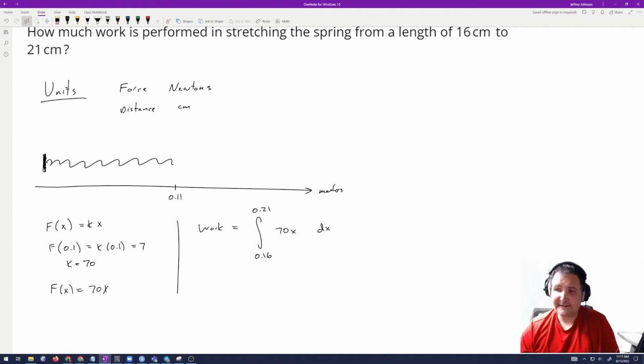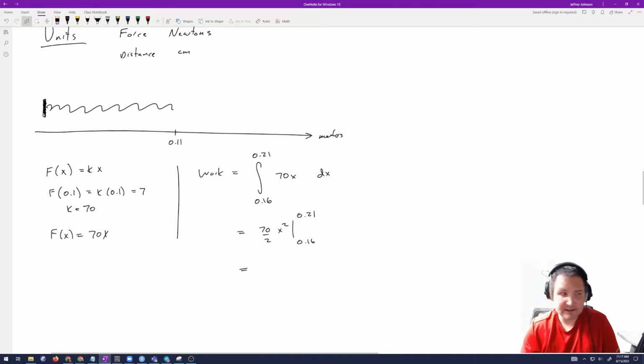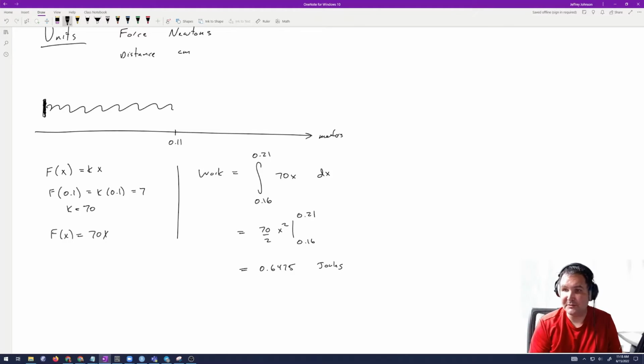And that's it. That's a fairly easy integral to find. But we had to be able to think about what is the actual force that's being applied to the thing, and we had to make sure that our units line up. Now, if we do this integral, 70 over 2 x squared from 0.16 to 0.21, what we end up getting here is 0.6475 joules.